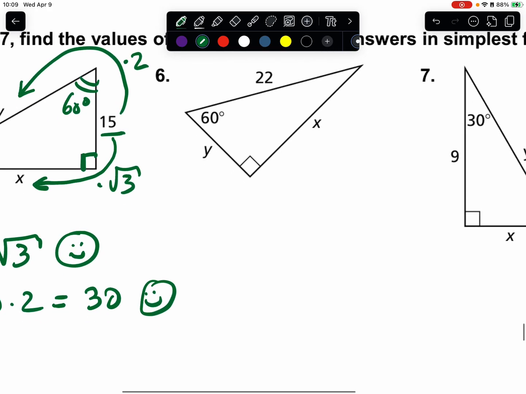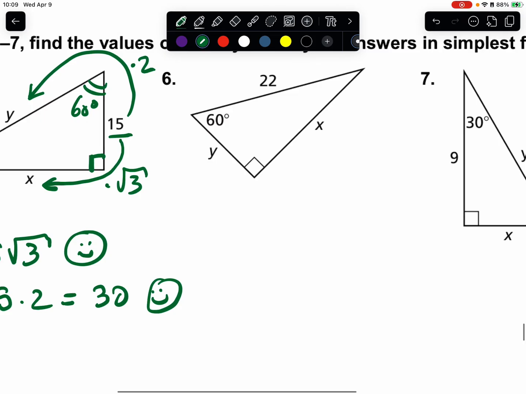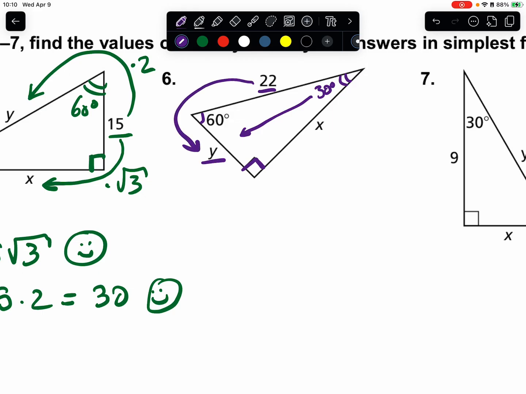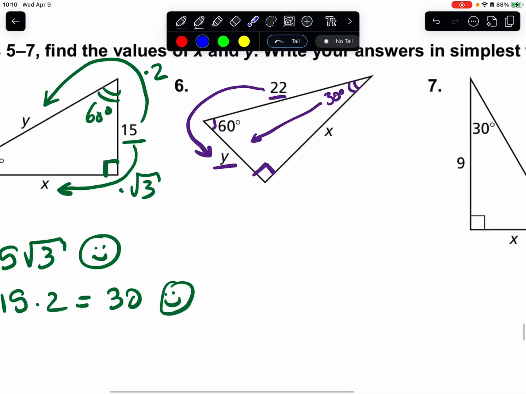All right, question 6, a little bit more challenging because they gave us a hypotenuse. Again, right angle, 60 degrees. So then this has to be 30 degrees. So here is my short side. So I'm going from 22 to the short side. Well, notice in the last problem, we multiplied. So in this case, we're going to divide by 2.